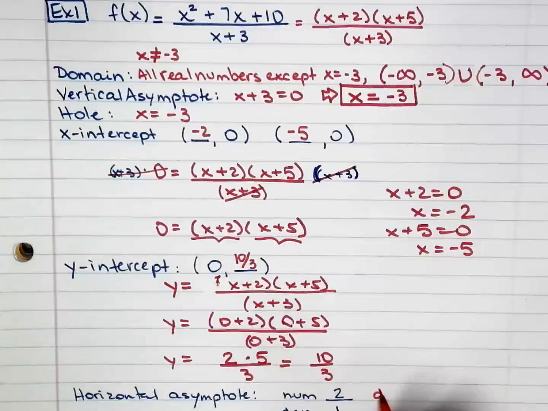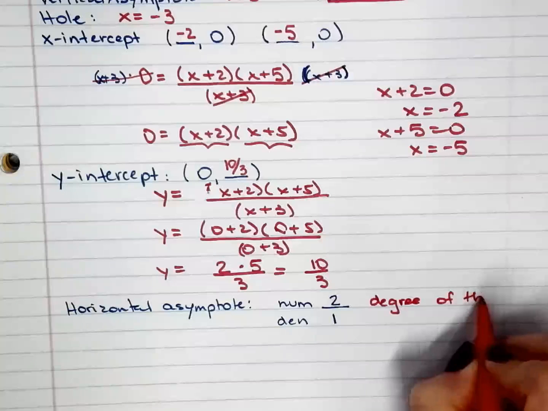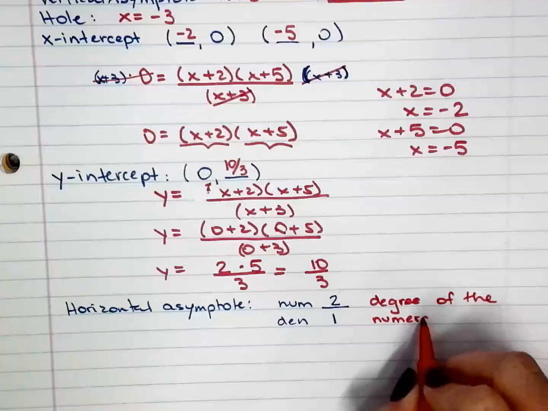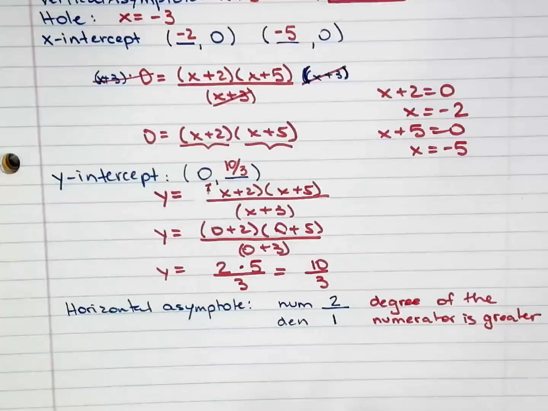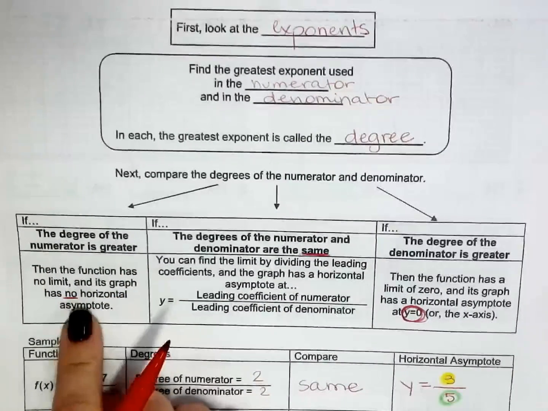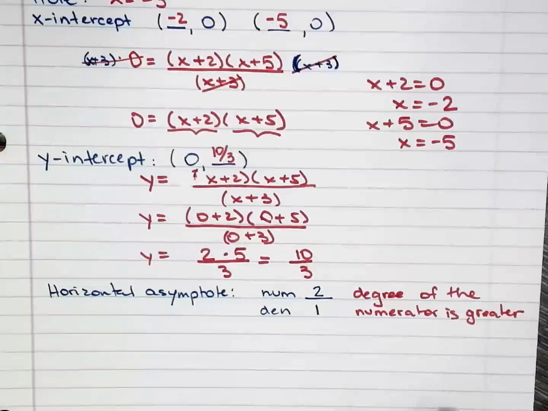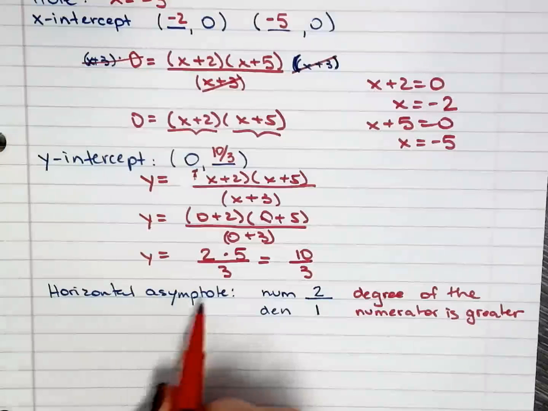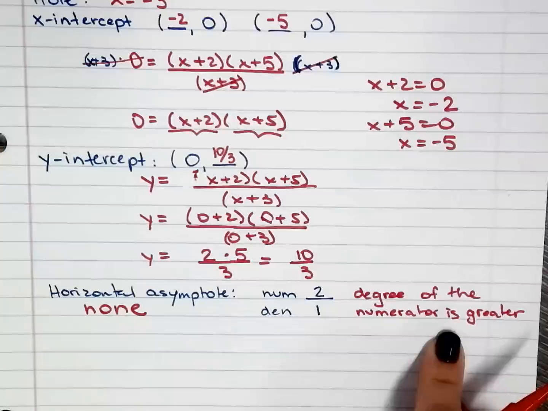That means the degree of the numerator is greater. When the degree of the numerator is greater, then I look over here: the degree of the numerator is greater, so that means I don't have a horizontal asymptote. And you're like, hey, I did all this work for nothing. So the horizontal asymptote is none because the degree of the numerator is greater.